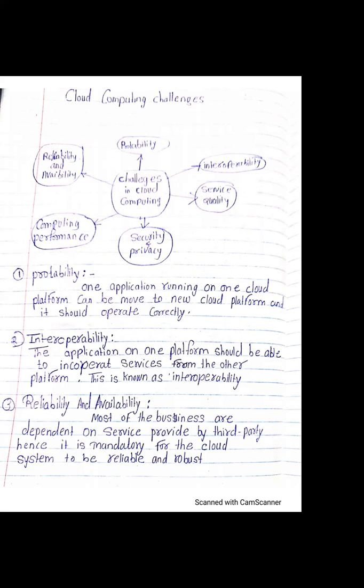Look, first we can see service privacy, interoperability, then service quality, portability, then computing performance, reliability, and availability. These are the challenges. Let's see one by one. Okay. The first challenge is portability.